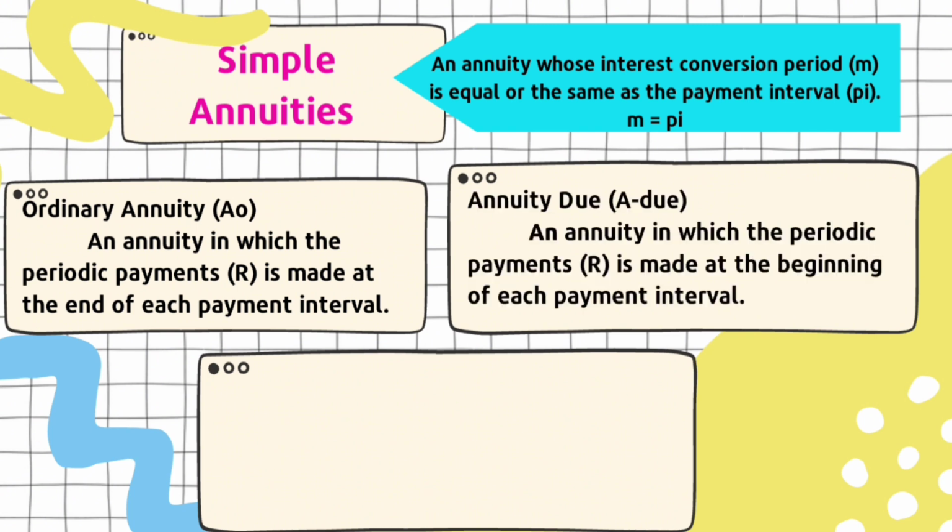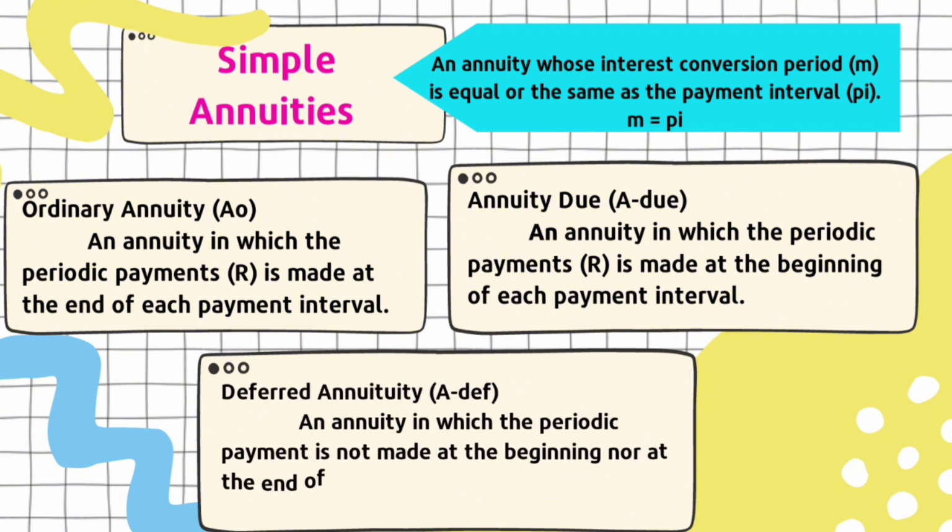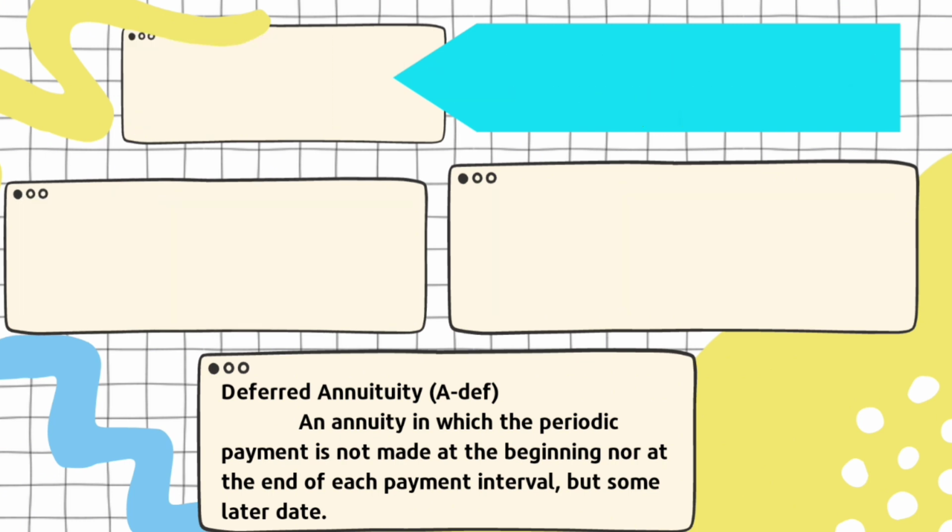The next one is an annuity due. It is an annuity in which the periodic payments are made at the beginning of each payment interval. An example of this is Netflix, cell phone payment, and other apps that need to be paid at the beginning in order to use the apps. The last one is the deferred annuity. It is an annuity in which the periodic payment is not made at the beginning nor at the end of each payment interval, but at some later date. A deferred annuity example is the retirement fund.